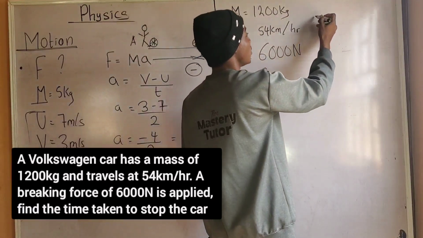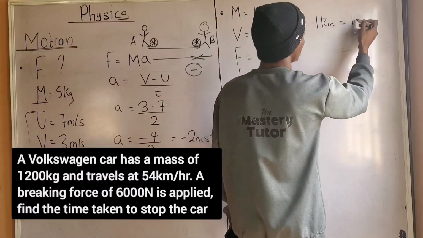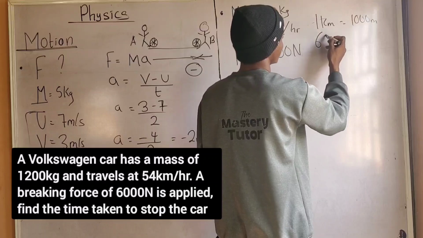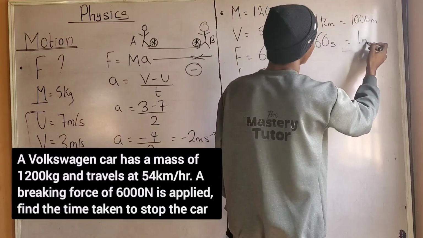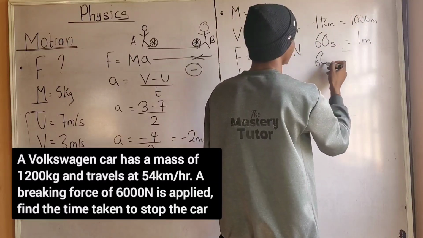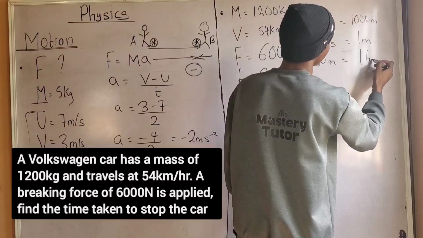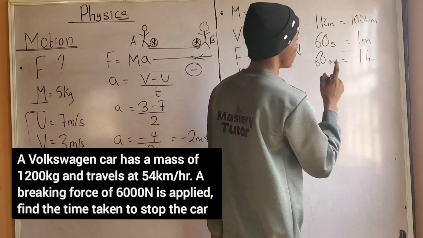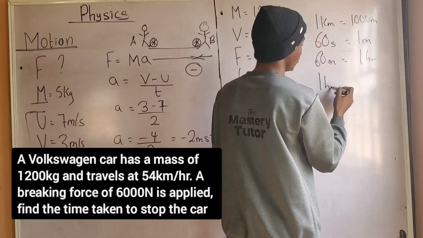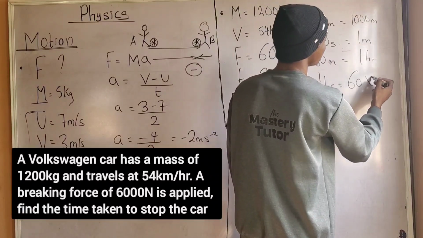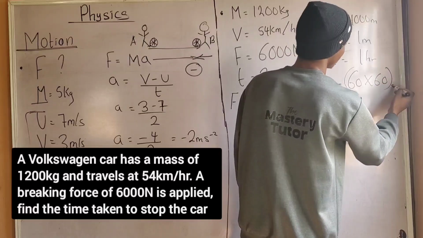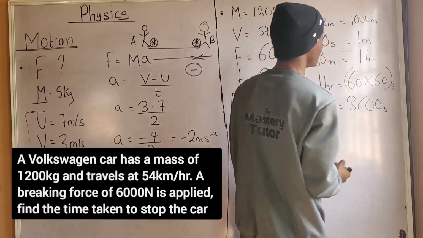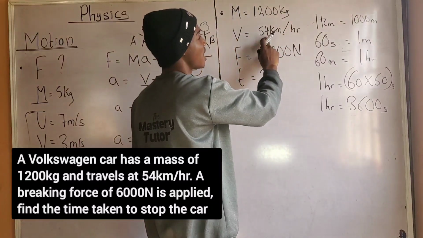Now, don't forget that 1 kilometer is equal to 1,000 meter, right? And you know that 60 seconds equals 1 minute, and 60 minutes equals 1 hour. Are you getting it? That means 1 hour will be equal to 60 times 60. So 1 hour is equal to 3,600 seconds. Are you getting it?